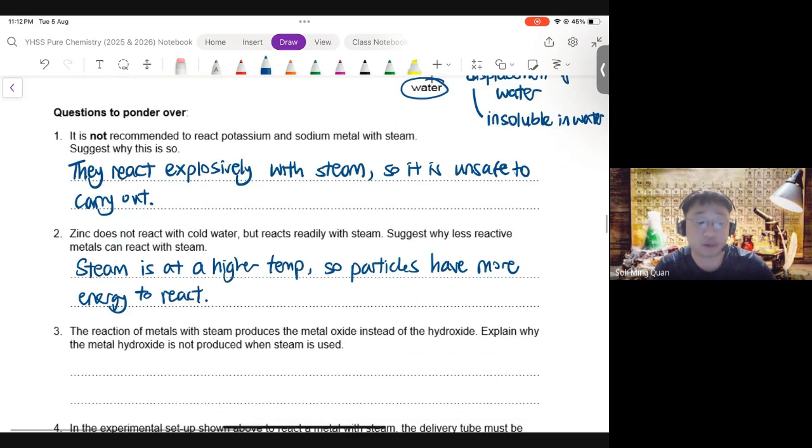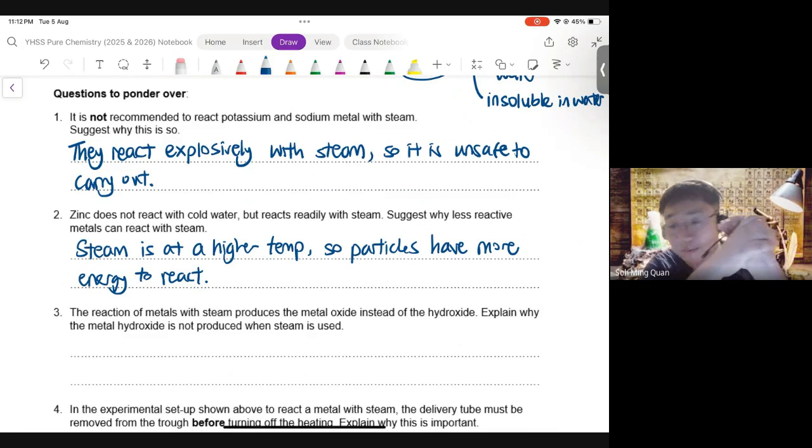Now, question 3 is a question for us to ponder over. It has never been tested, but I think we should know the reason. Now, you notice I kept stressing that metal plus steam must form the metal oxide. This is very important. But why? Why is it that when you use cold water, the hydroxide, OH, is formed? Why is it that under high temperature, steam, the oxide is formed instead? Again, it has to do with high temperature.